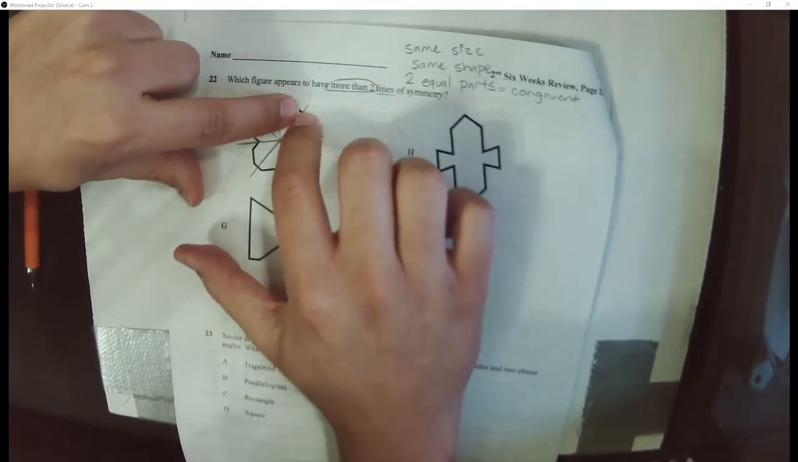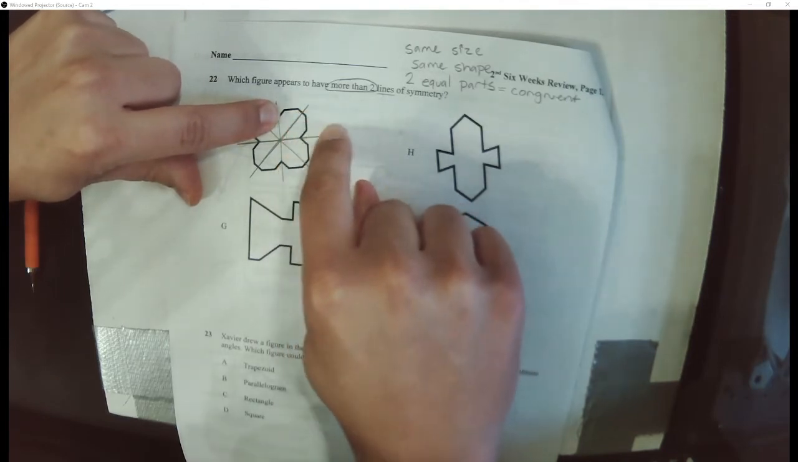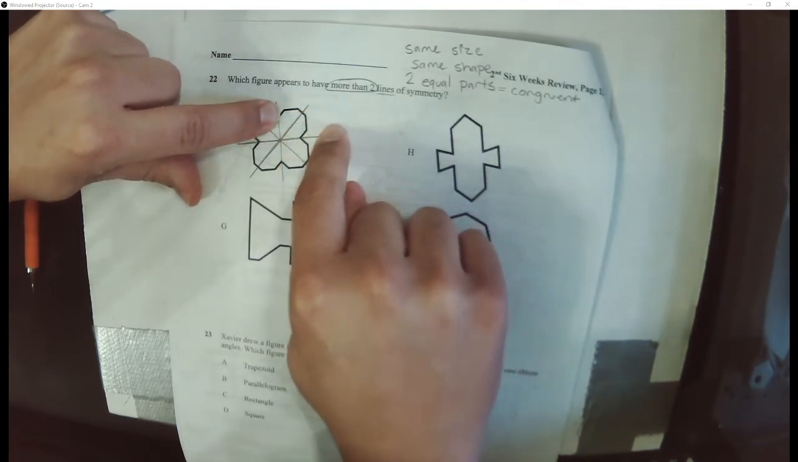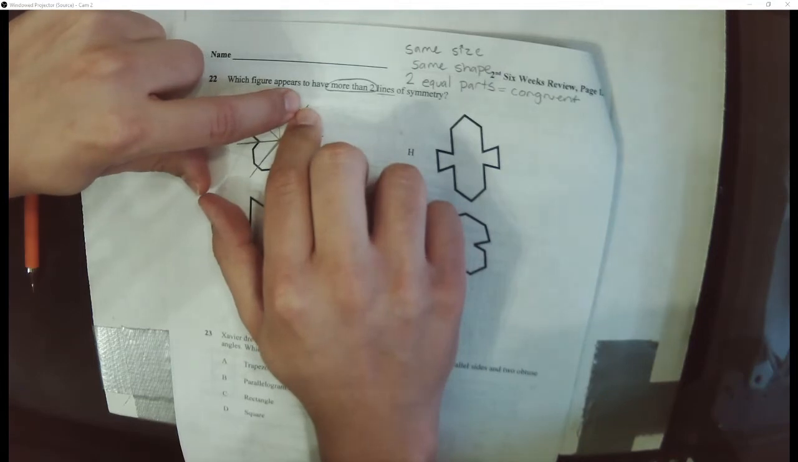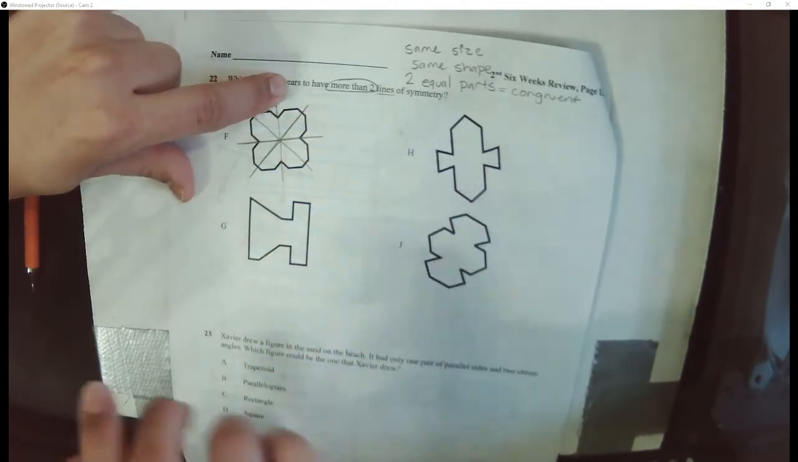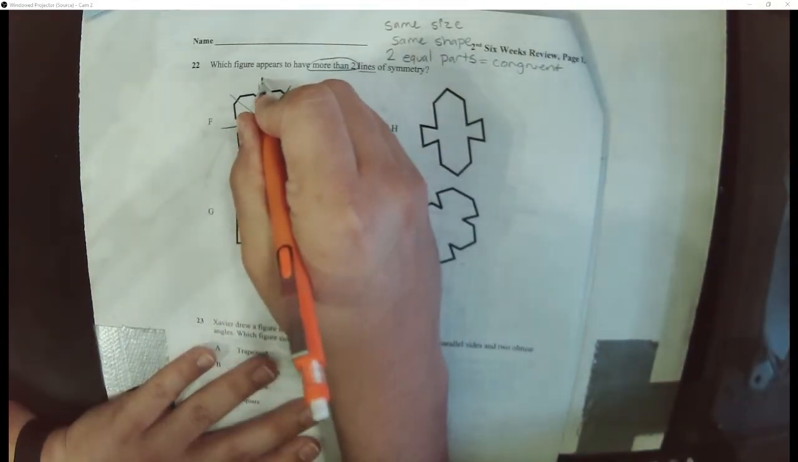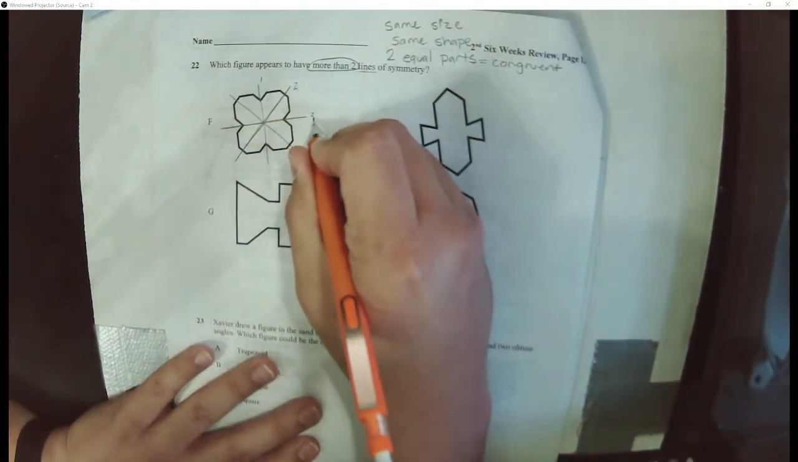If you notice that one of your fingers is going down while the other one's going sideways, or if one of your fingers is going sideways and stops, but the other one just keeps going, then you know it's not the same size, it's not the same shape. So answer choice F had 1, 2, 3, 4 lines of symmetry. So that looks pretty good.